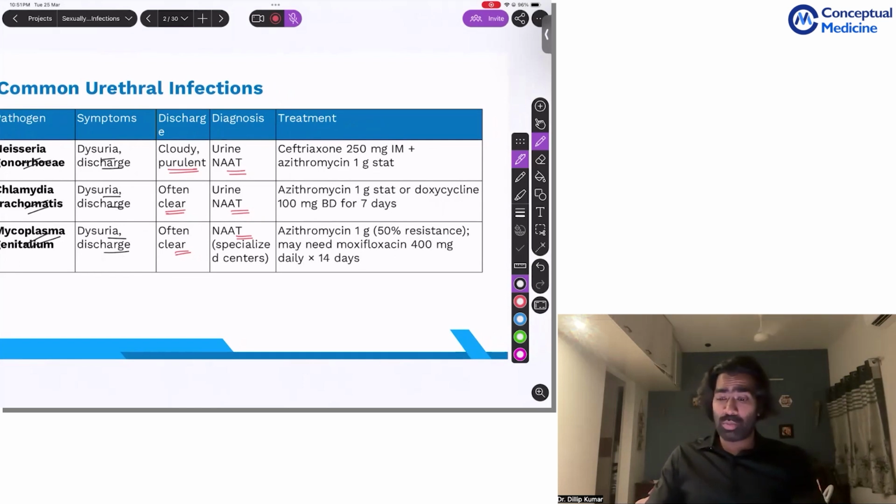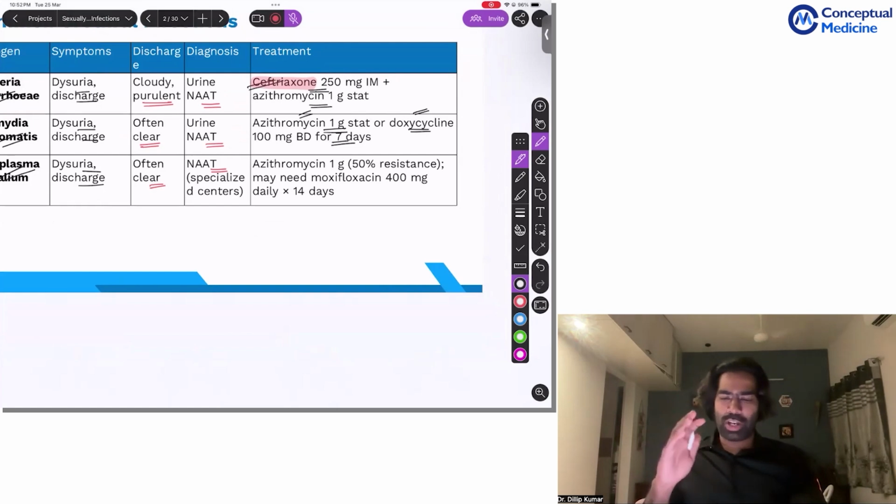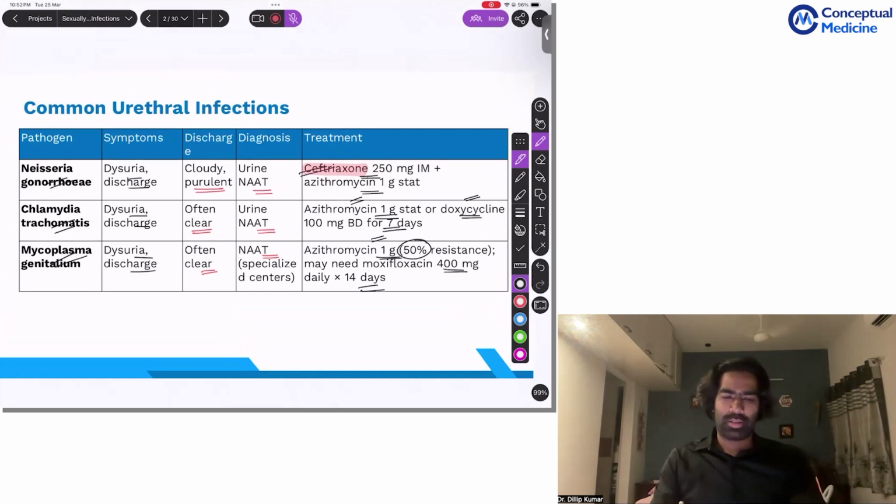And for Neisseria gonorrhea, the most important treatment will be a single dose of ceftriaxone with azithromycin 1 gram. But I would say the most important treatment is going to be ceftriaxone in this regard. And for Chlamydia trachomatis, you're going to use azithromycin 1 gram stat or probably doxycycline 100 milligram BD for 7 days, even though I would prefer doxycycline in non-pregnant women. And in pregnant women, I'm going to use azithromycin. And for Mycoplasma genitalium, azithromycin can be used, which is the most common drug that we use in practice, but it comes with a 50% resistance rate. So in those cases, you might need to treat with moxifloxacin 400 milligram daily for 2 weeks.